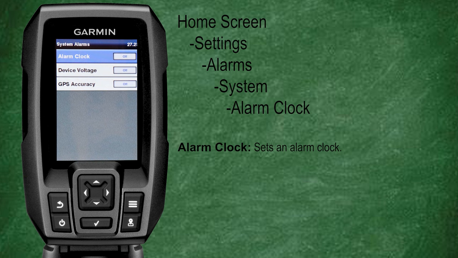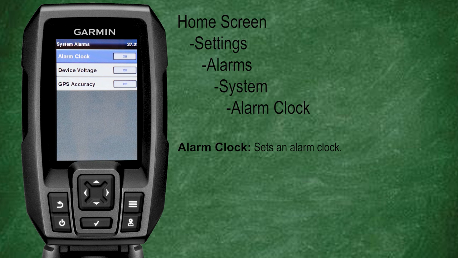The position format setting will allow you to change the way headings and position information is displayed on the fish finder. Do not change this setting unless you are using a map or chart that specifies a different position format. The map datum sets the coordinate system on which the map is structured. Again, this is a setting that you do not want to change unless using a map or chart that specifically specifies a different map datum.